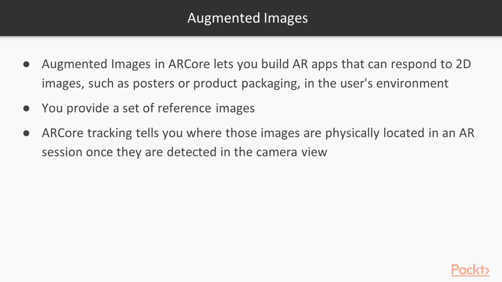So let's get started. Augmented images. Augmented images in ARCore basically lets you build apps that can respond to 2D images such as posters or product packaging, like we saw in the other image in the user's environment. The way it works is you provide a set of reference images, and then ARCore tracking tells you where those images are physically located in an AR session once they're detected in the camera view.